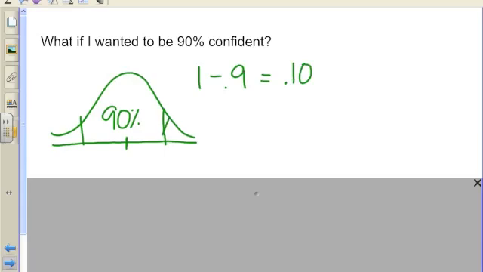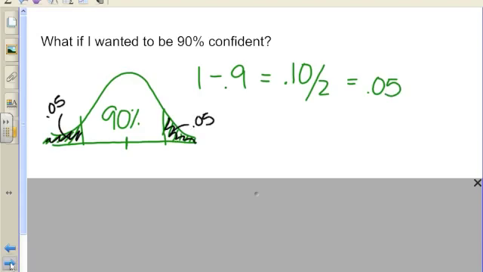But that could be on this side or on this side, right? There's two tails, so I need to split that 0.1 between the two tails. So I'm going to divide by 2. That gives me 0.05. So that means on my picture, this piece is 0.05. As a matter of fact, so is this piece, 0.05.